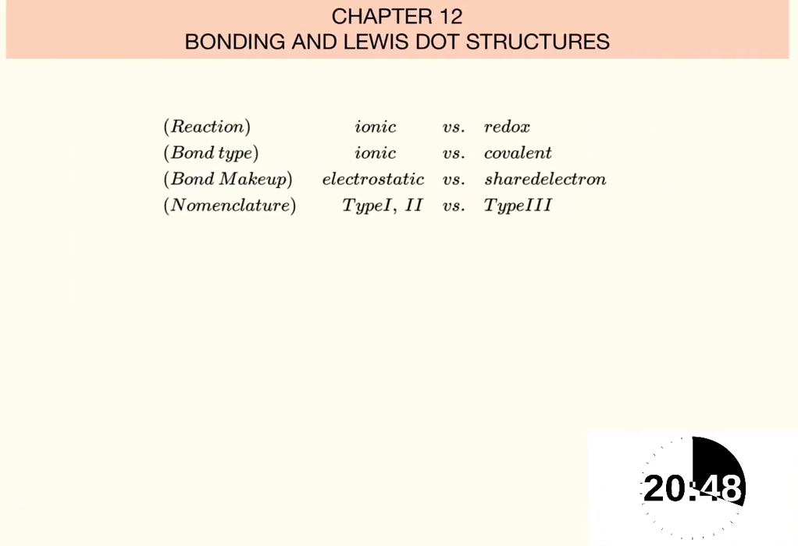As you learned earlier, there are two main types of reactions, ionic and redox. In a similar vein, there are two types of bonds, ionic and covalent. Now, a bond is what holds atoms together. An ionic bond is held together by electrostatic charges, that is, opposite charges, like sodium chloride, the positive and negative.